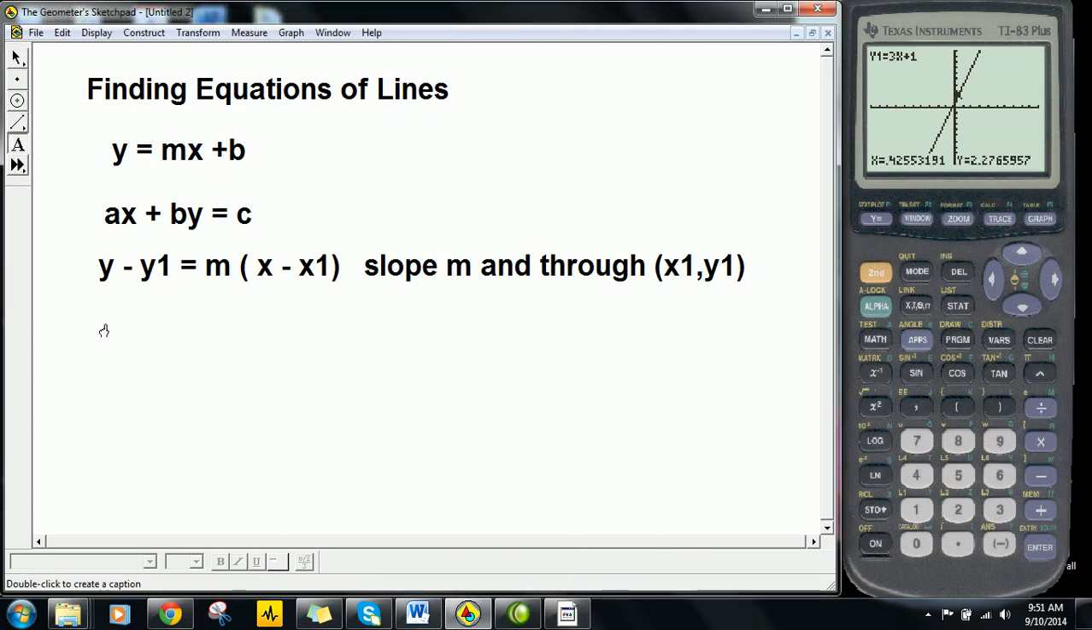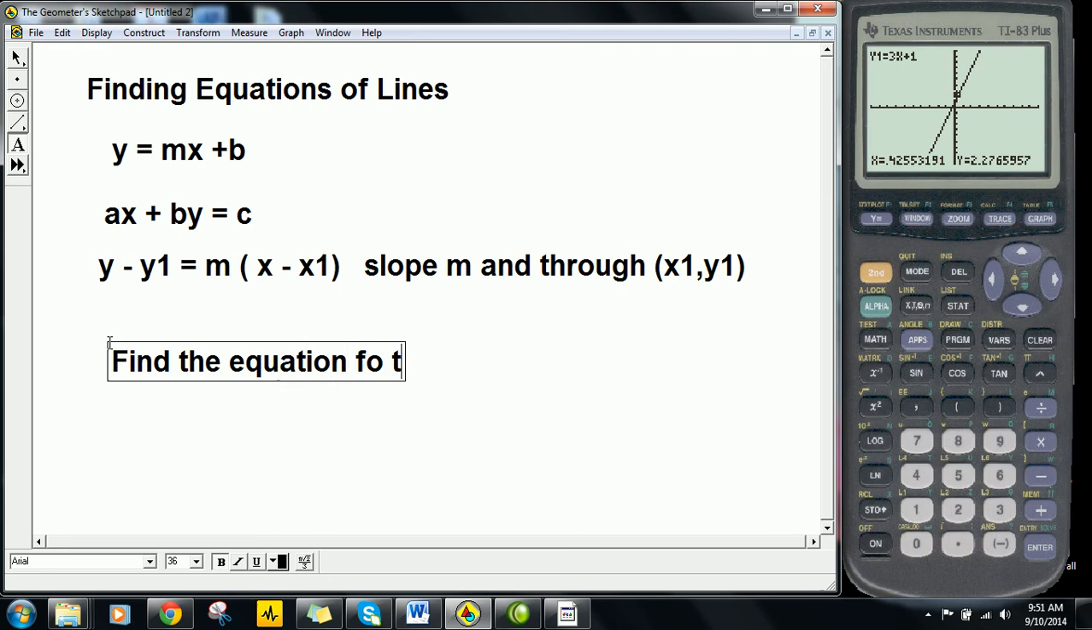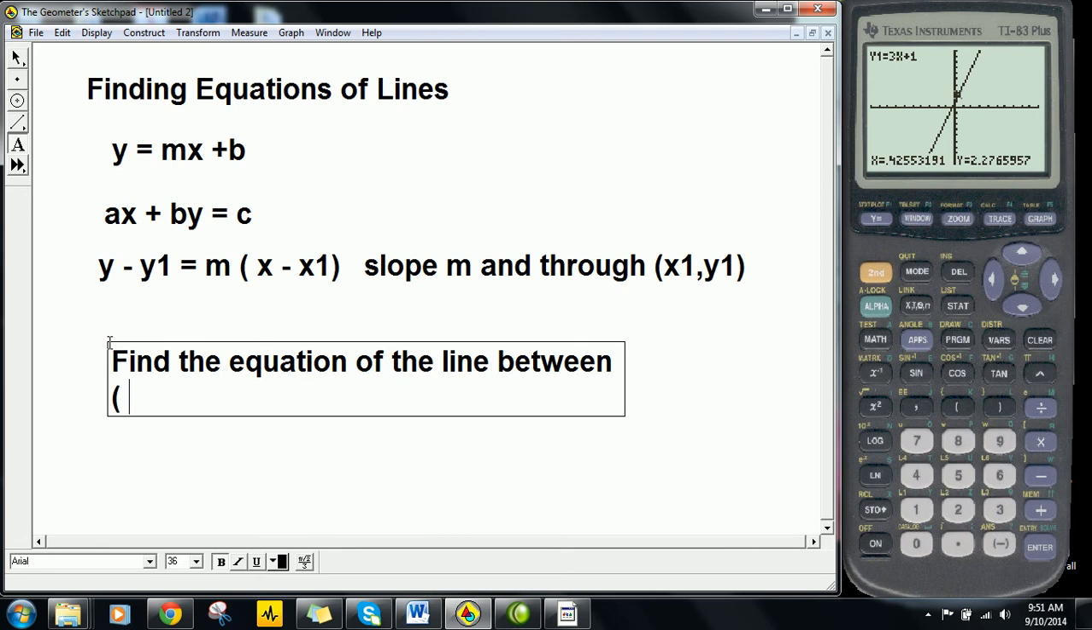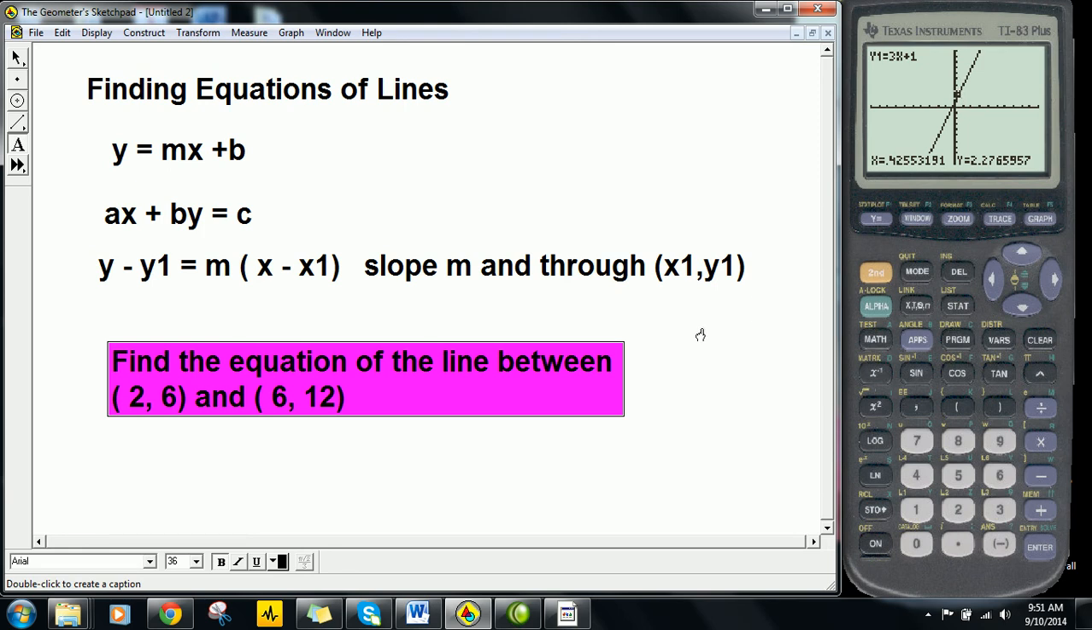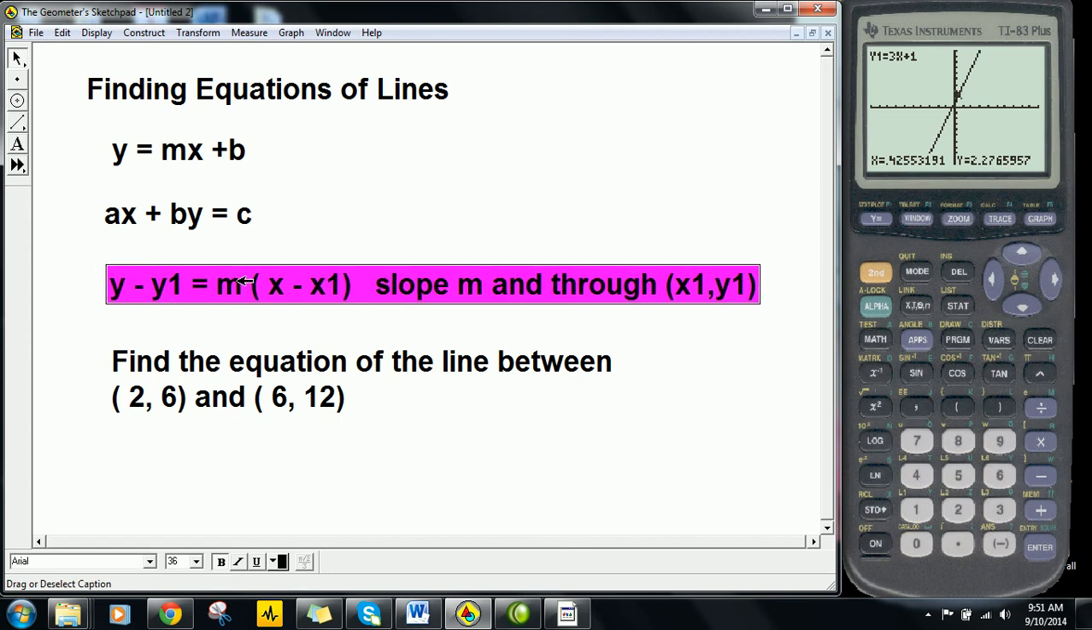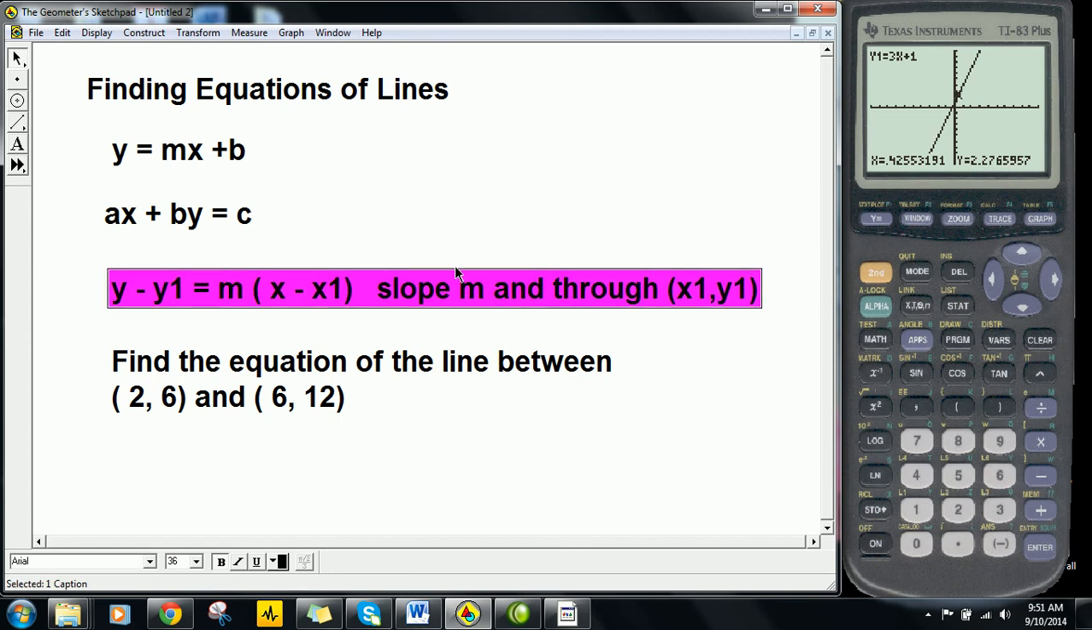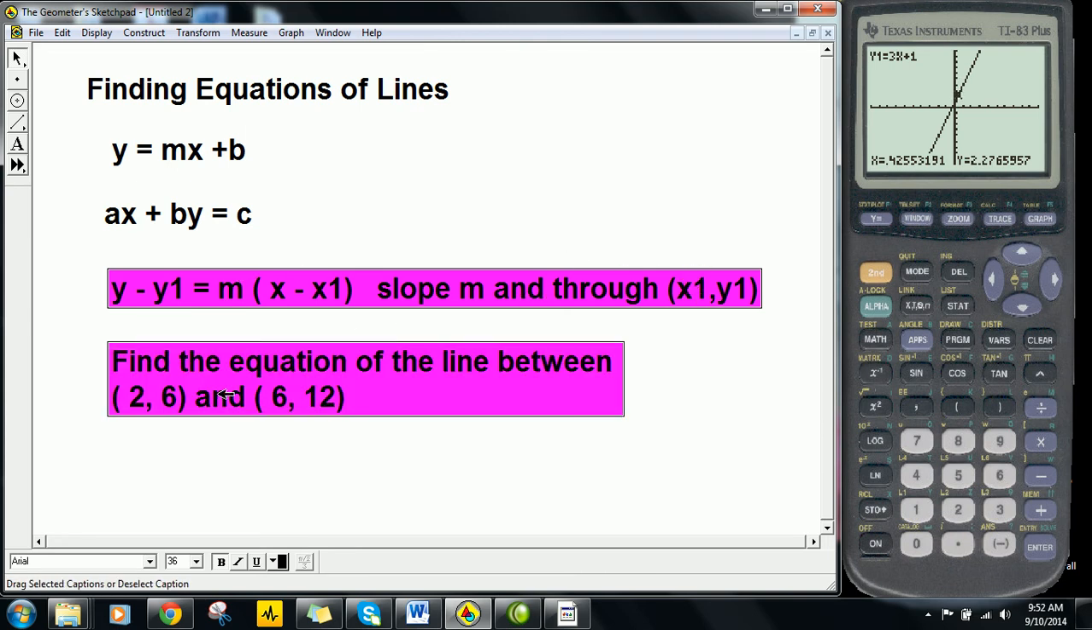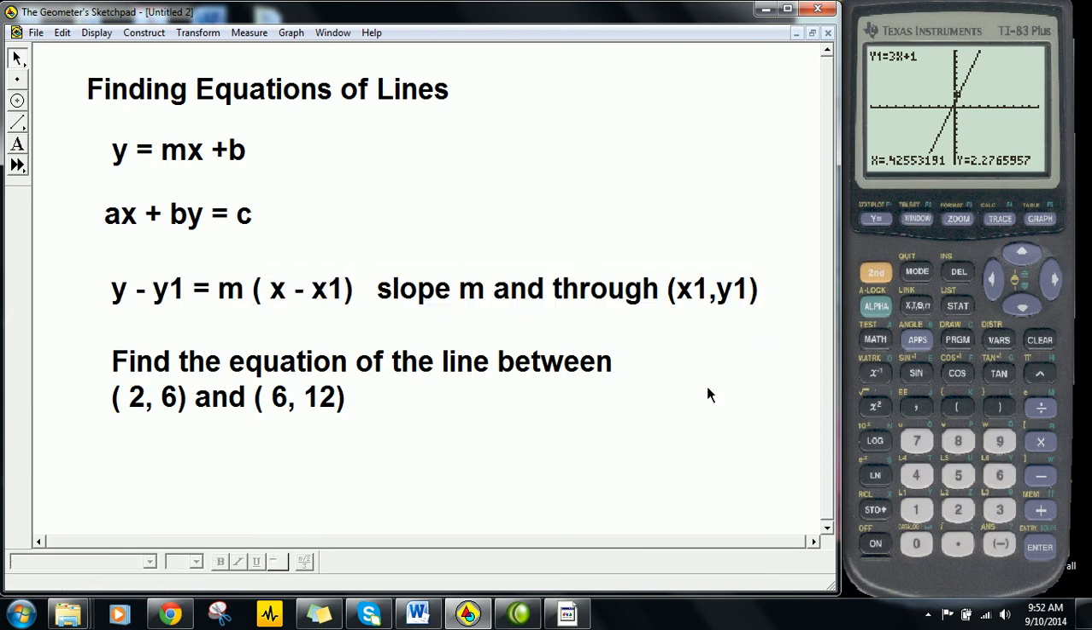So let's consider this example. Let's try to find the equation of the line between these 2 points. Let's say 2, 6, and let's make it nice and easy, 6, 12. What I'm going to do is use this point-slope form, which requires 2 things. I need to know the slope, m, and plug it in here, which I can get, and I need to know at least 1 point it travels through. But I have, in fact, 2 points this line goes through.